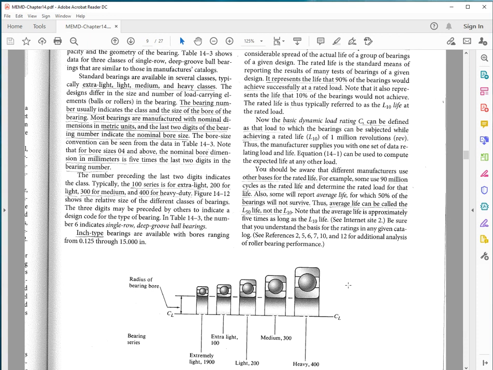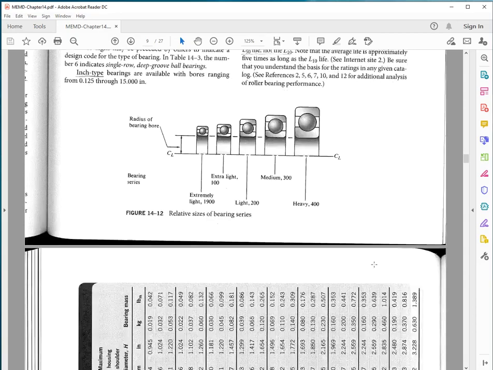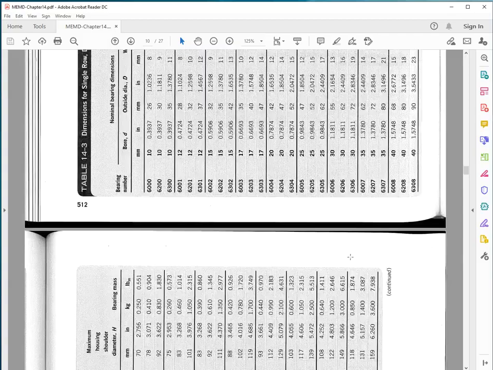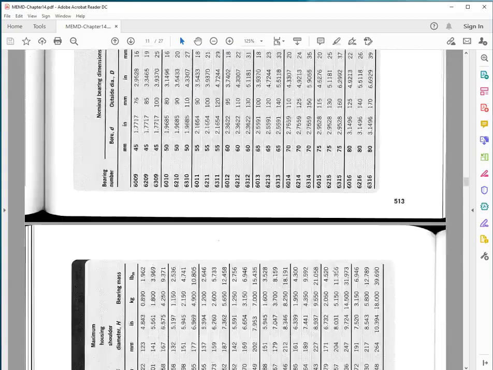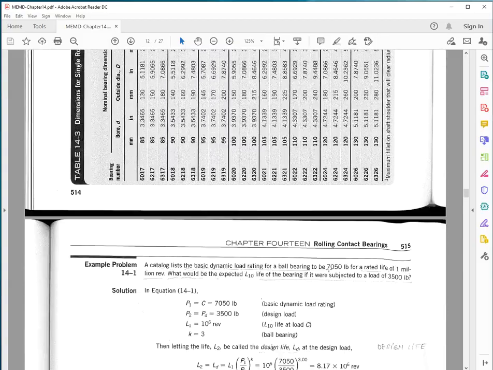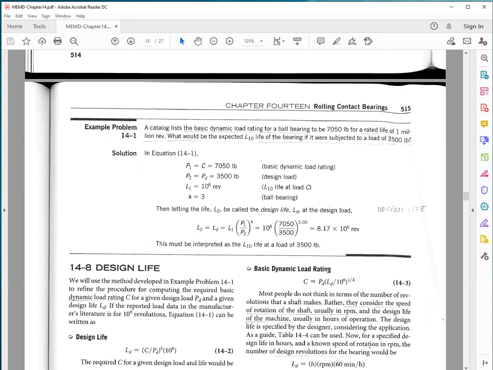Am I saying the right thing? So if it's L50, 50% of them have failed. If it's L10, 10% of them have failed. So that will correspond to a reliability of 90%. L50 corresponds to a reliability of only 50%.